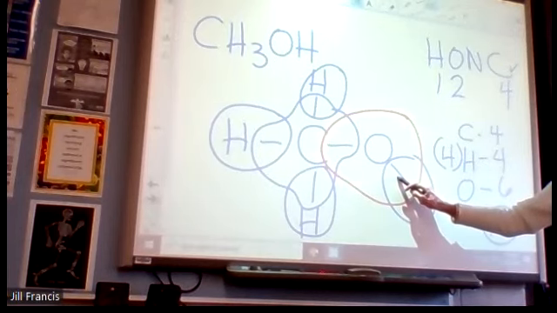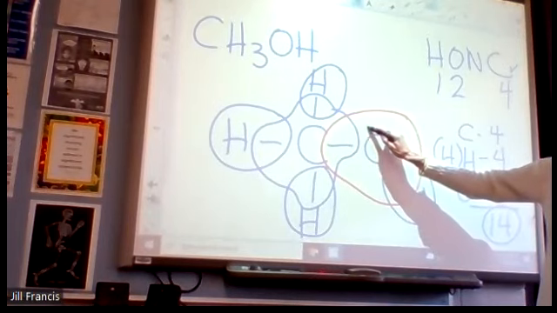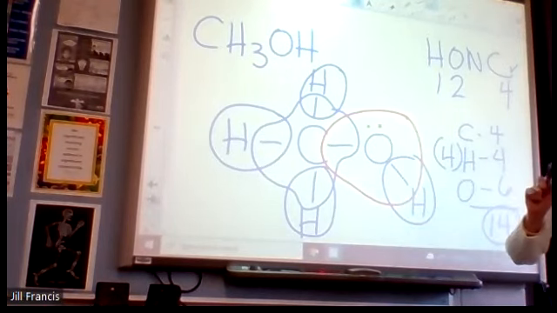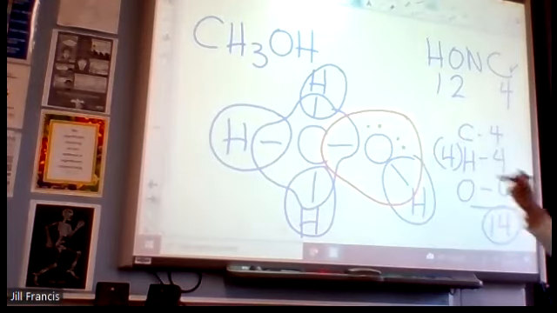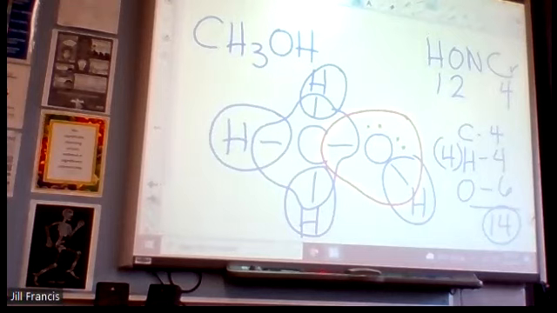It's been a long time. Do you guys remember? We did them as dots, like that. Do you guys remember doing that? And we paired them up. Okay. So we have 2 pairs of dots that we need to add into that. Okay. So now we have 8 electrons around our oxygen.